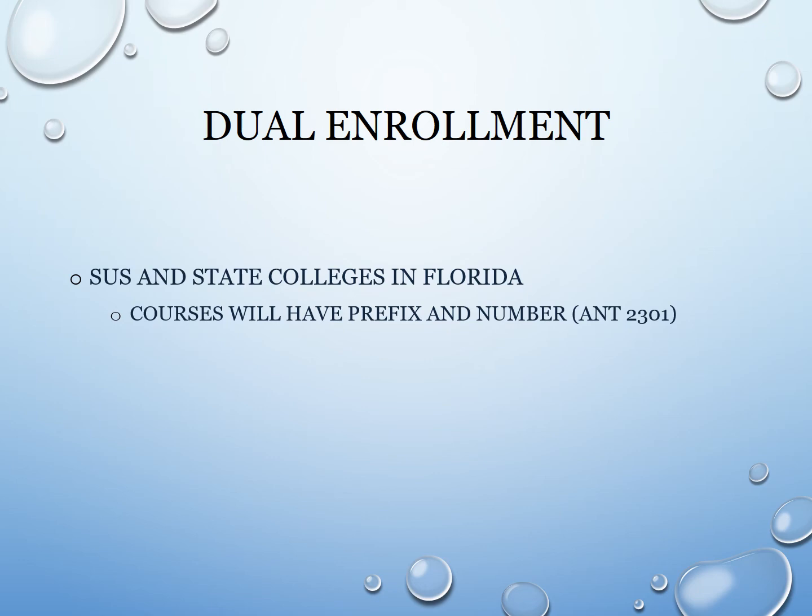And then our state colleges in Florida. So that's going to be Santa Fe College, Broward College, Brevard, FSCJ, Florida State College at Jacksonville. There's so many more. But those are going to be what we talk about when we are talking about SUS and state colleges in Florida. Those schools are going to have a prefix and a number that is going to be relatively similar, if not match our own classes.